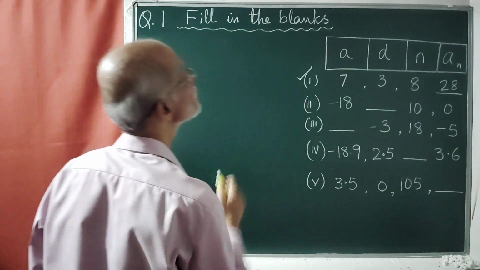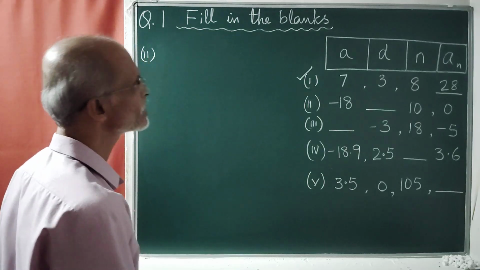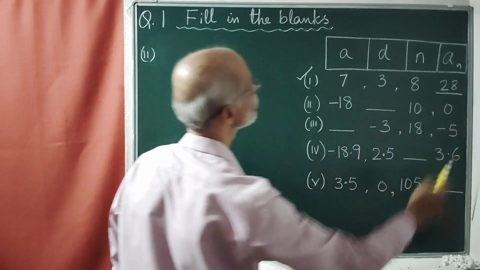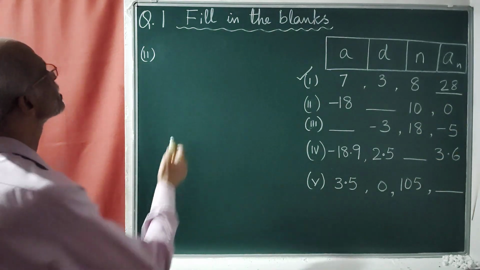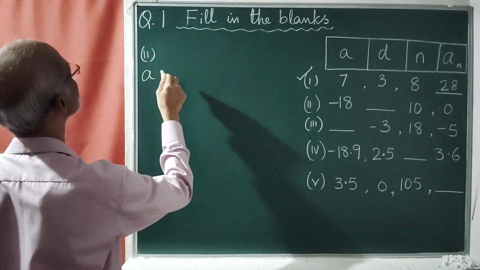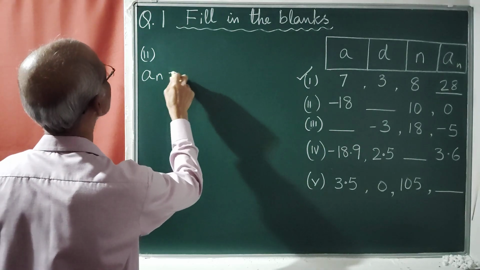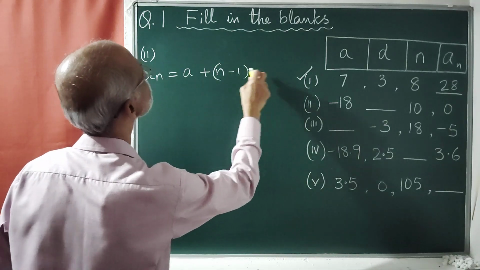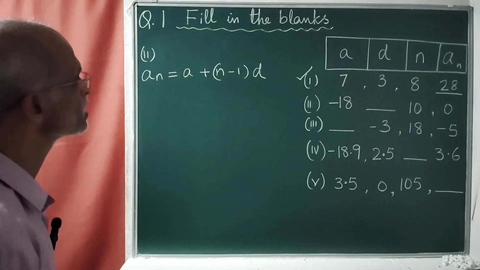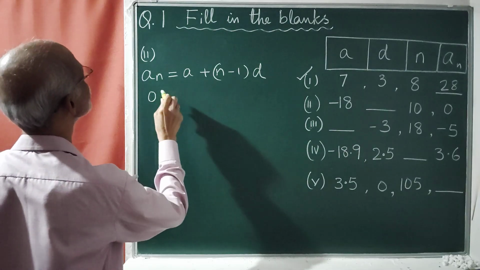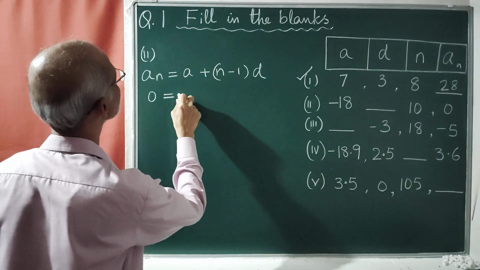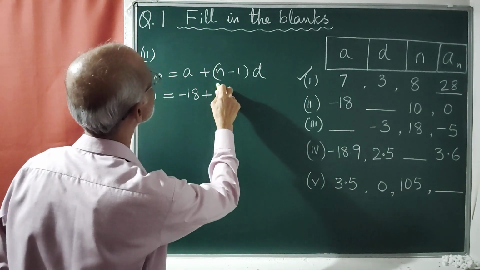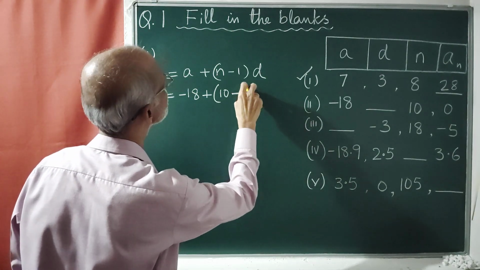We'll go to the second one. The second one, value of A is minus 18. D we need to find. N is 10. AN is 0. The same formula, AN is equal to A plus N minus 1 into D. What is AN? AN is 0. A is minus 18 plus 10 minus 1 into D.